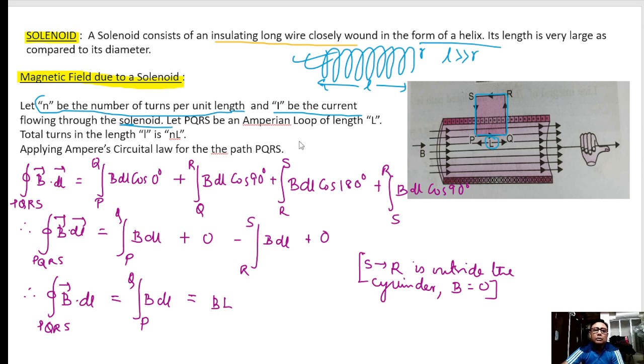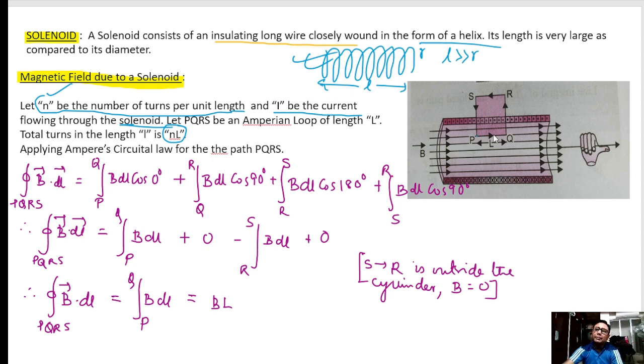How many turns are there here? n into L, because per unit length there are n turns. So in the length L, the number of turns will be nL. Now watch here please, very carefully.